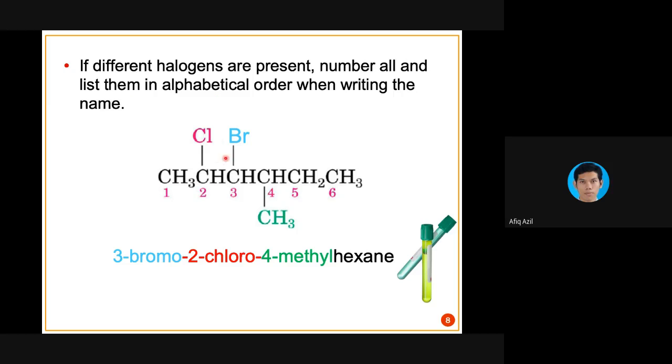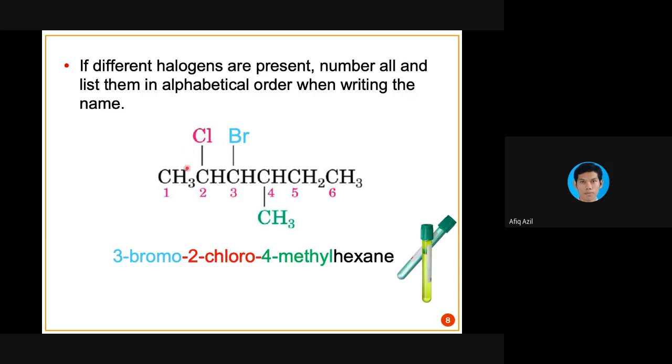So that means here you have 1, 2, 3, 4, 5, 6. So this chlorine is at position number 2, bromine position number 3, this methyl group at position number 4. Okay, you don't start from here 1, 2, 3, 4, 5. So it will be 3, 4, 5. So that's a no. So this numbering is correct.